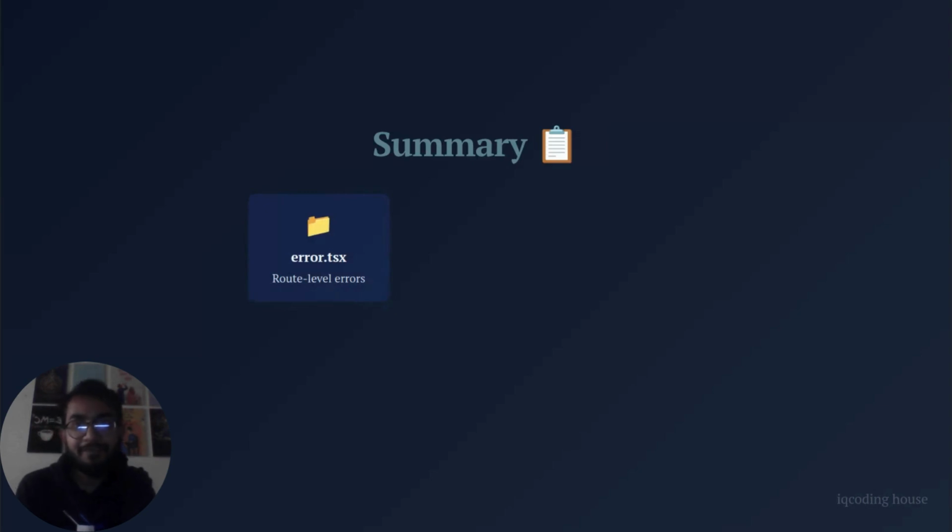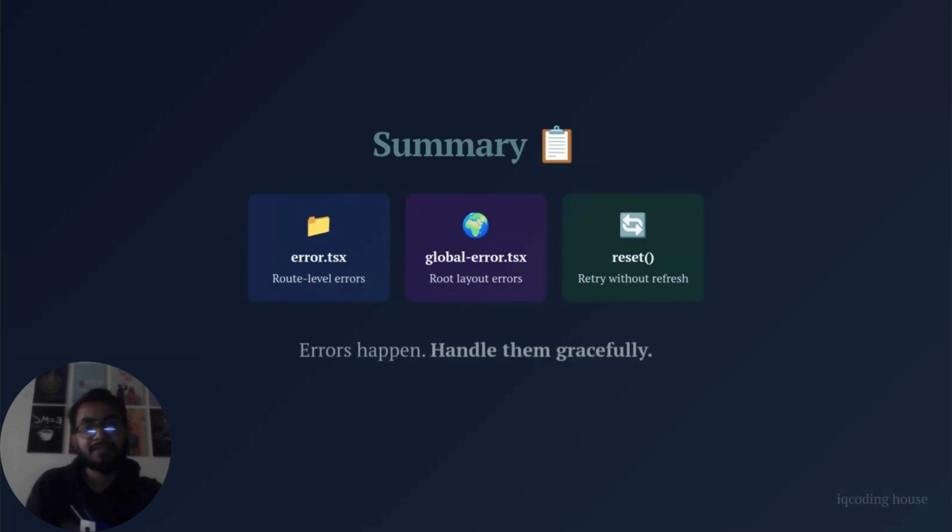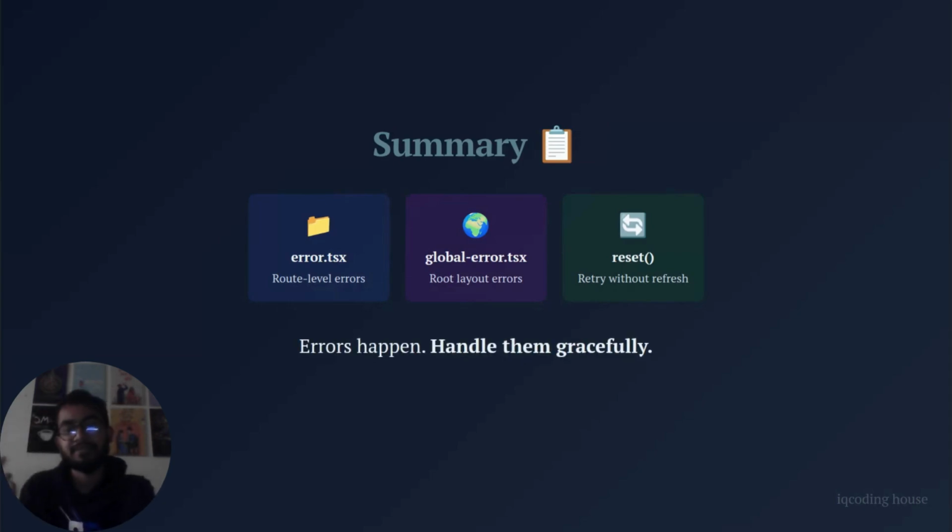Now, if I summarize this, error.tsx handles route-level errors, and global error.tsx handles root layout level errors, and reset retries without a refresh. So errors happen, and you need to handle them gracefully.